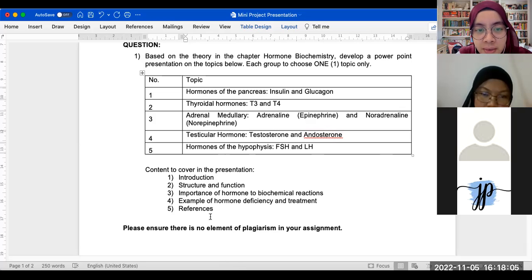The third one would be the importance of the hormone to biochemical reactions. How is it influencing carbohydrate metabolism, for example? Take adrenaline: is there any influence of adrenaline on glycolysis? Is it enhancing glycolysis? Is it inhibiting glycolysis? Or no effect? So you need to look into the effect of these hormones on lipid metabolism, carbohydrate metabolism, and protein metabolism, to address point number 3, the importance of the hormone.